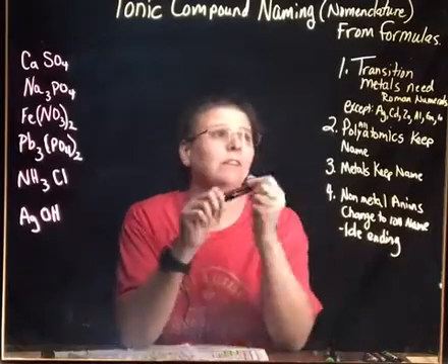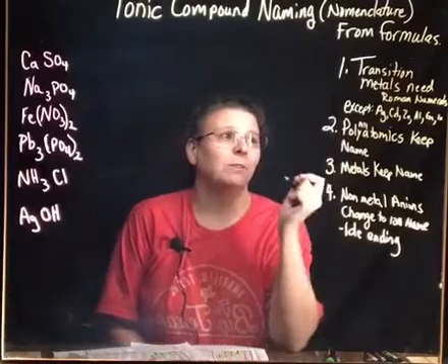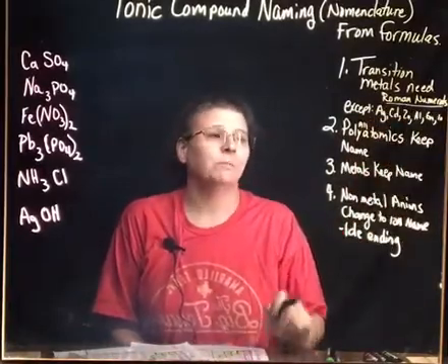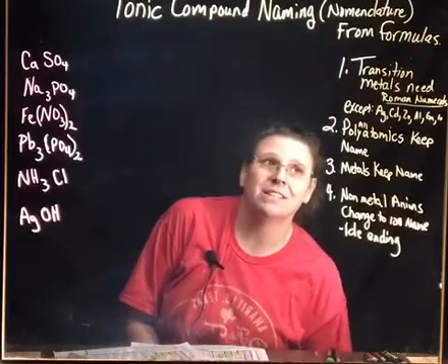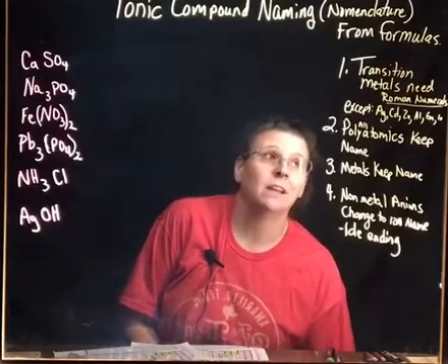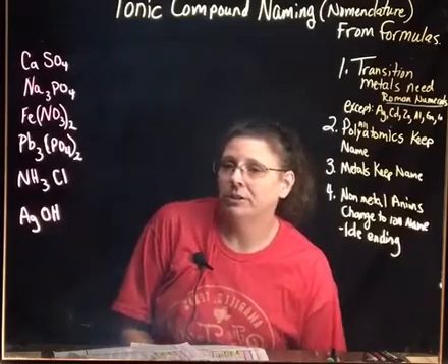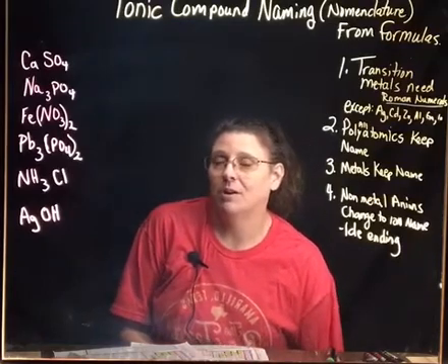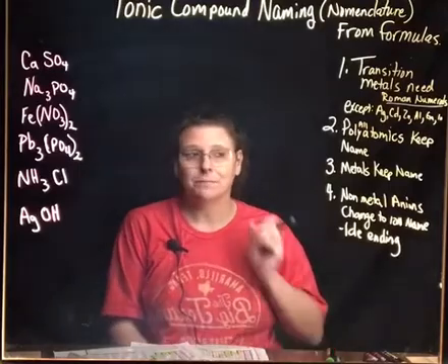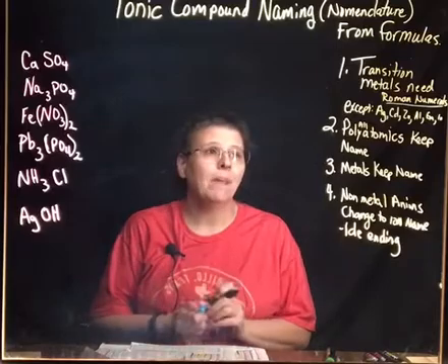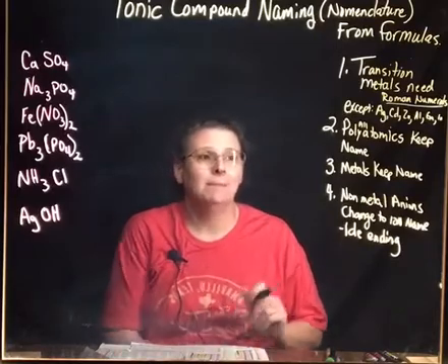First thing you need to look for is transition metals. Remember, they need a Roman numeral. All transition metals need Roman numerals except for silver, cadmium, zinc, aluminum, gallium, and indium. This does include the ones that are next to the metalloids that we colored black on our periodic table.